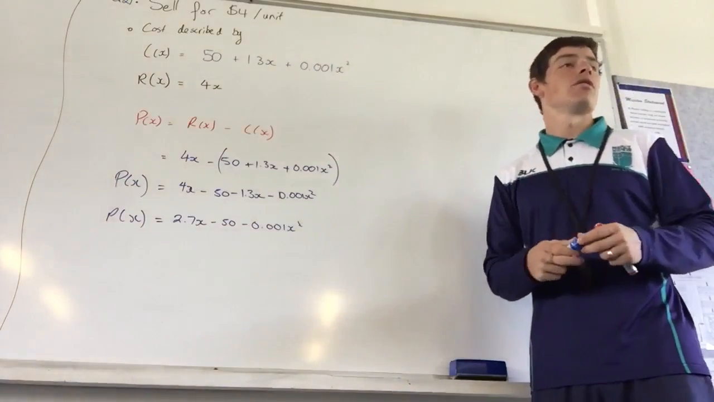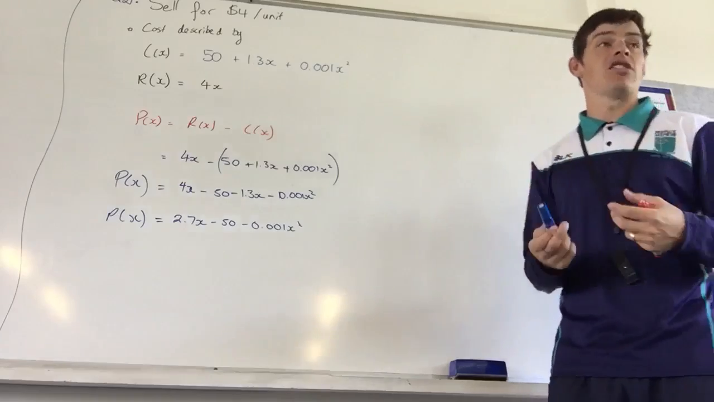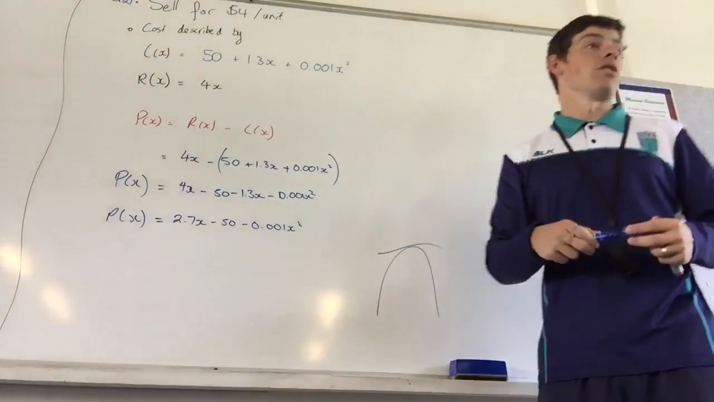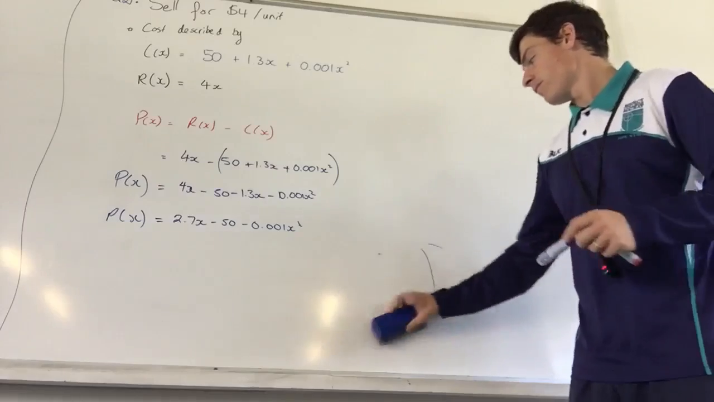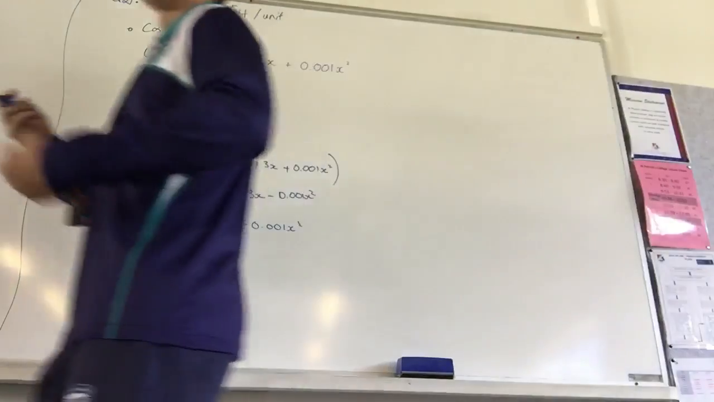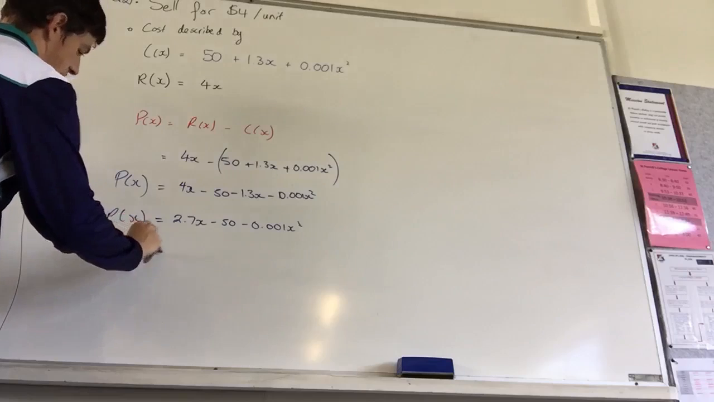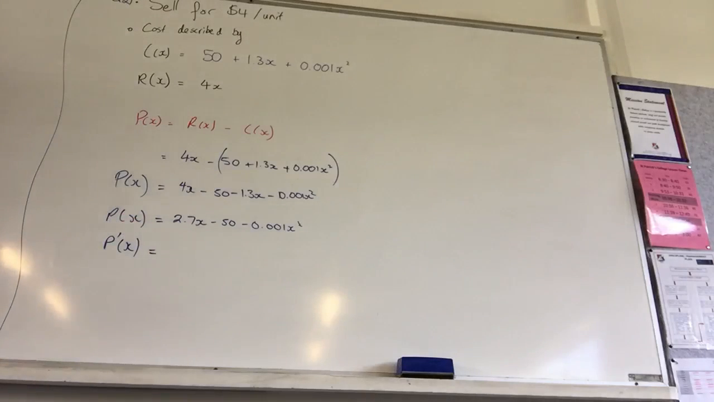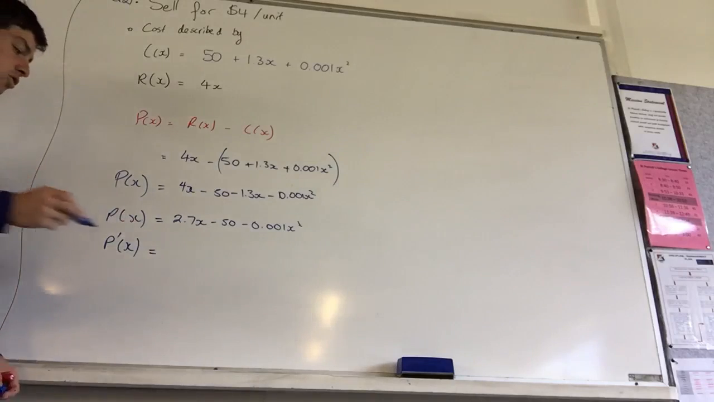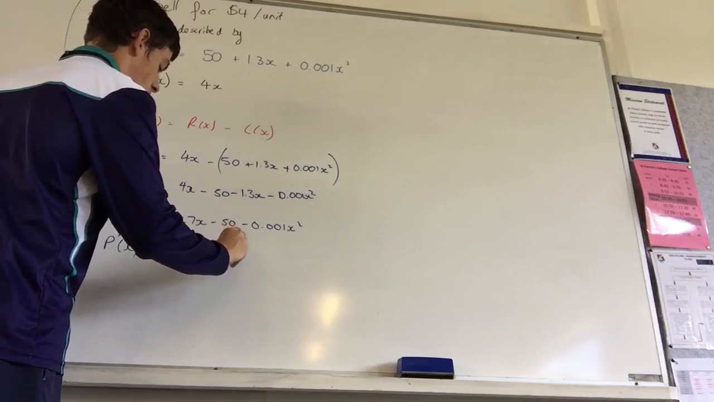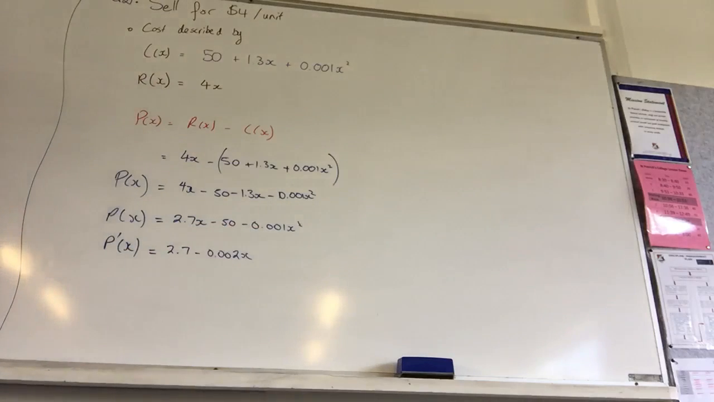Why am I trying to derive it? I want to find when the tangent equals 0. Because when the tangent equals 0 on this function, I'll have the max, won't I? Happy with that? So I find my tangent. How do I find my tangent? What do I derive? That's exactly right. That's why we did this second, not first. How do I derive that function? 2.7 minus 0.002x. Very good.